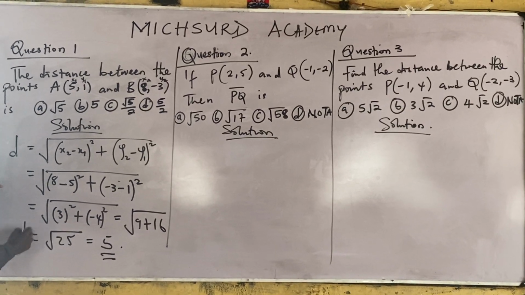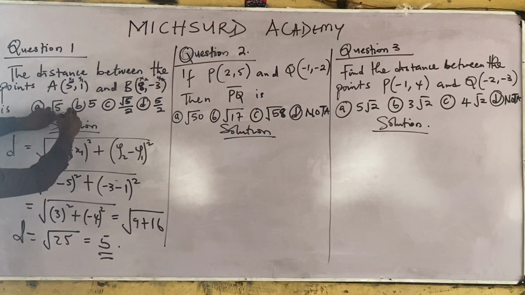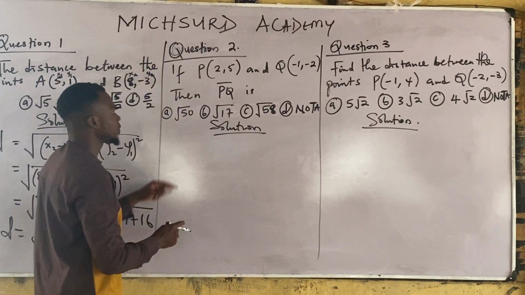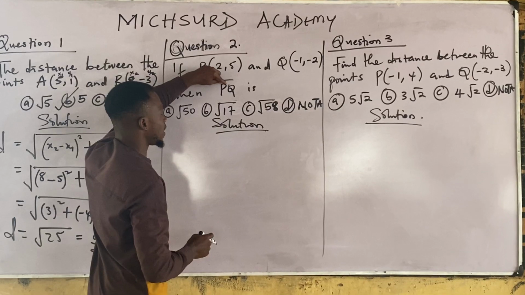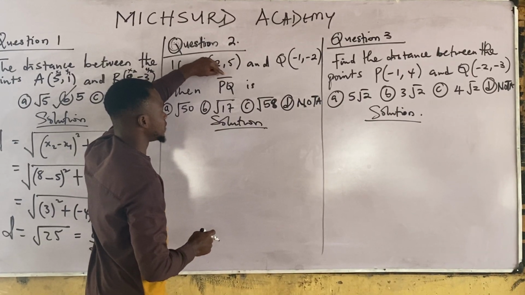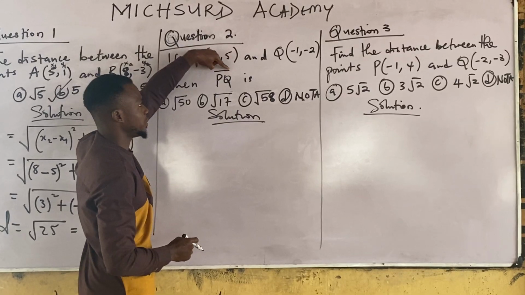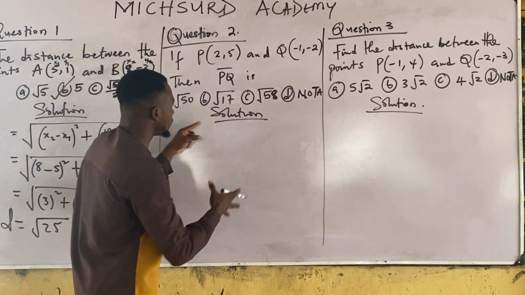That means the distance between these 2 points is simply 5. So option B is correct. And let's solve the second one. Here we have 2 points also, P and Q, and it asks us to find line PQ, which is the distance between point P and Q. Whenever you see this, we are also referring to the distance. So use the same formula.